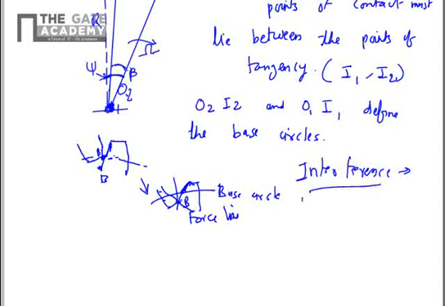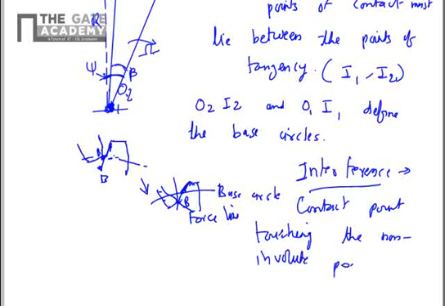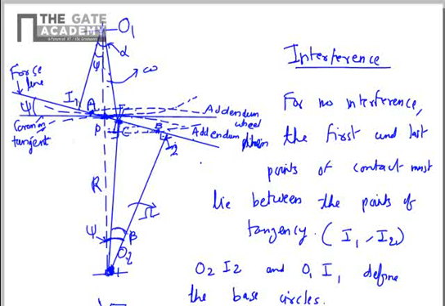What is interference? The contact point touching the non-involute portion of the teeth. That is called interference. We will derive a condition for non-interference, that it doesn't touch. So for that, the simple condition is that the B point should lie on the left hand side of I2. It should not cross the I2 and should not come here.